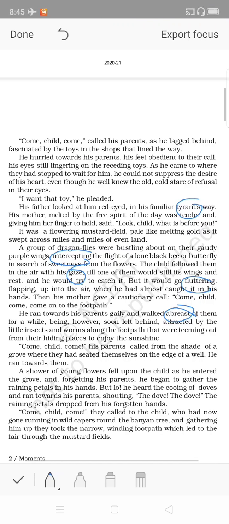What does this show? This shows that the child got attracted towards a number of things on his way. On one hand, he was attracted towards the showering of petals. He started collecting the petals, and on the other hand, just after he heard the cooing of doves, his mind got diverted. He forgot what he was doing earlier, and his mind got diverted. He was attracted towards another thing.